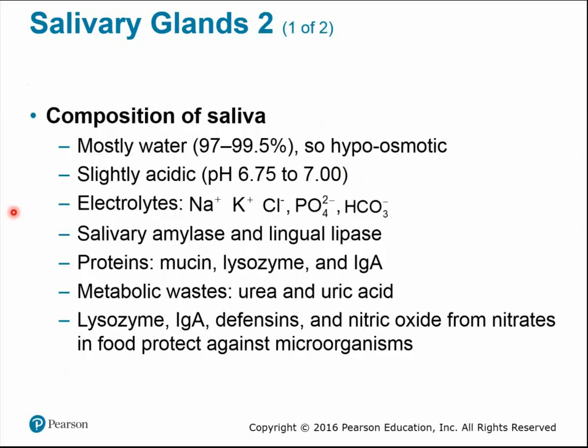Saliva is mostly water. It has a slightly acidic pH. It contains a few other things like some electrolytes, of course the amylase, some of those digestive enzymes like lipase, and some proteins, such as mucin to give it that slimy, viscous, mucousy consistency. It also has lysozyme and IgA, which are immune, antimicrobial proteins, and a few metabolic wastes. Like I said, these are just some substances to help protect against microorganisms.